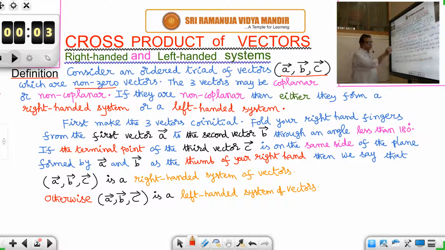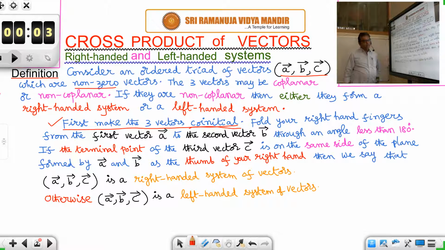First, we have to make the three vectors co-initial. Vectors can be shifted parallel to their original positions, so we can make any number of vectors co-initial. Co-initial means we make their initial point the same. A vector is represented by a line segment, say AB bar. A is called the initial point, B is called the terminal point. So for the three vectors, we make the initial point the same. Then you have to test whether they form a left-handed or right-handed system.